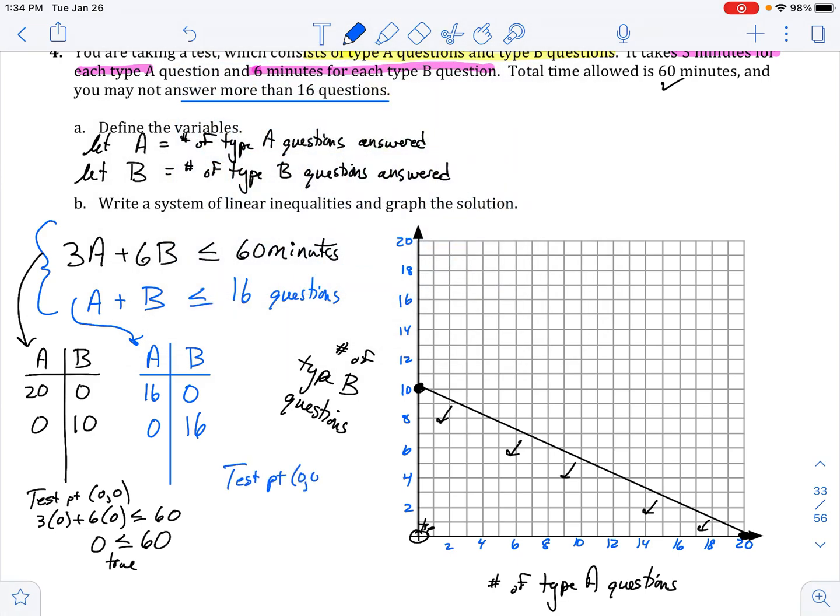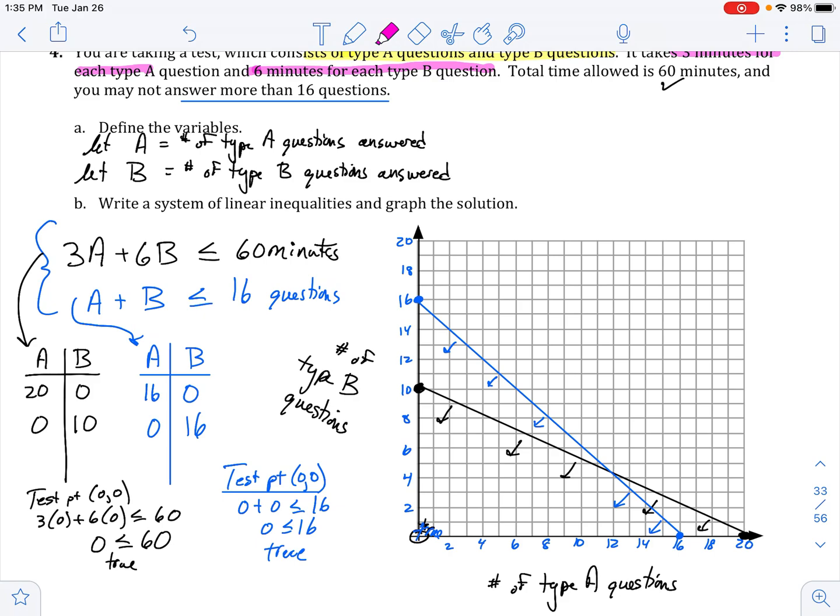For the second line, we will test 0, 0 again, because 0, 0 will not be on our line. But we do have to recognize here that my x-intercept is 16, my y-intercept is 16. There is a second line, and if we test this, 0 plus 0 is that less than or equal to 16. Yes, this is true as well. So that means we're going to shade back towards 0, 0. Well, let's be careful here.